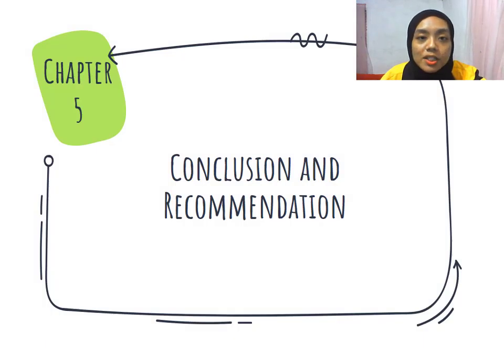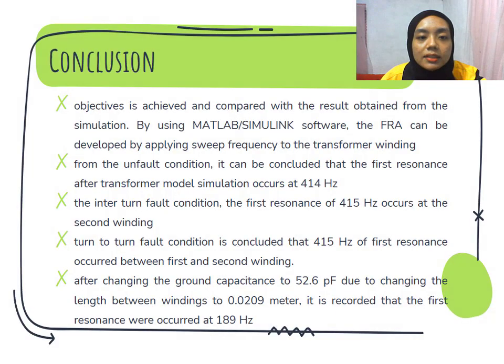Therefore, the lower capacitance value reduces the lifespan of the transformer due to the lower frequency resonance. For the conclusion and recommendation, the conclusion is that the objective is achieved and compared with the result obtained from the simulation. By using MATLAB or Simulink software, the FRA can be developed by applying the sweep frequency to the transformer winding. From the unfault condition, it can be concluded that the first resonance after transformer model simulation occurs at 414 Hz.